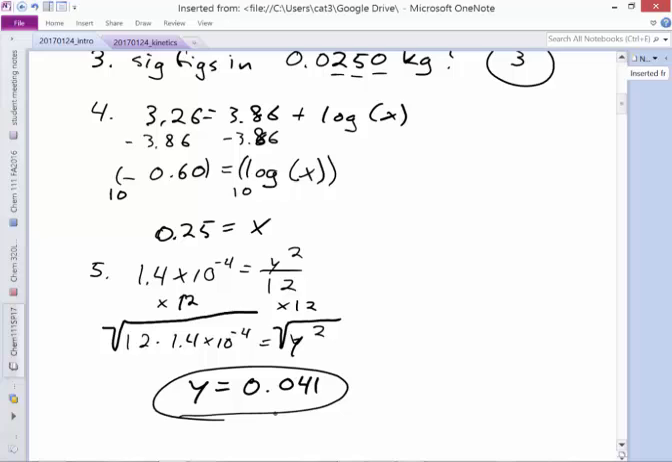Help each other figure it out. Awesome. Figure it out on your own using Google or anything else. Or come see me or any of the lab instructors, the ISA tutors. Get it figured out because you want the points.